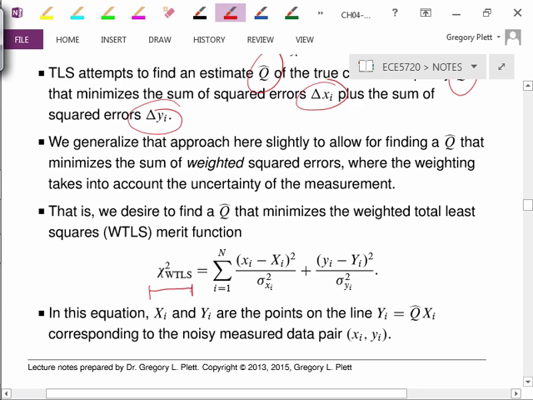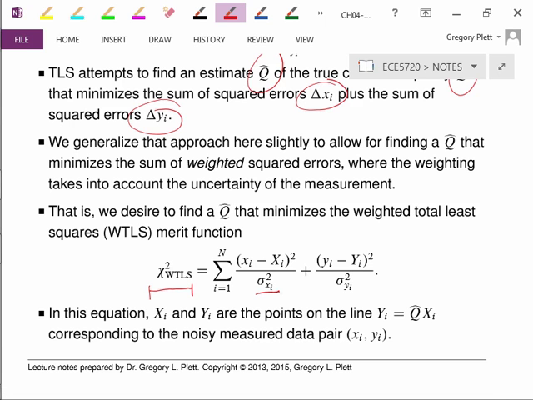Here is our merit function, or cost function, for weighted total least squares. Remember, we use a very similar notation to before. Little xi is the measurement point, and capital Xi is where that measurement maps to on the straight line. And little yi is the measurement point, and capital Yi is where it maps to on the straight line. So xi minus capital Xi squared is the distance between the point and the line, and we're dividing by the variance in order to normalize it. And the same with y.